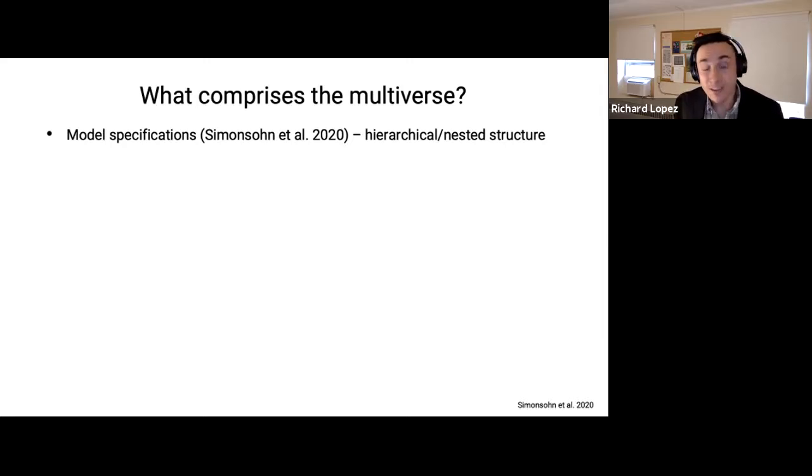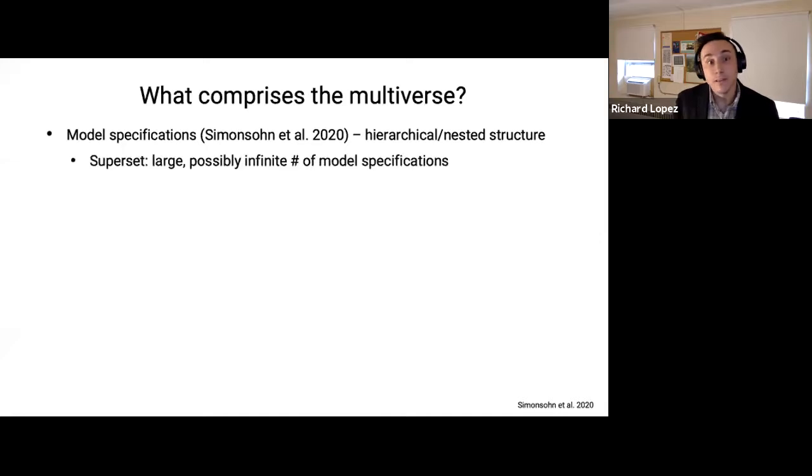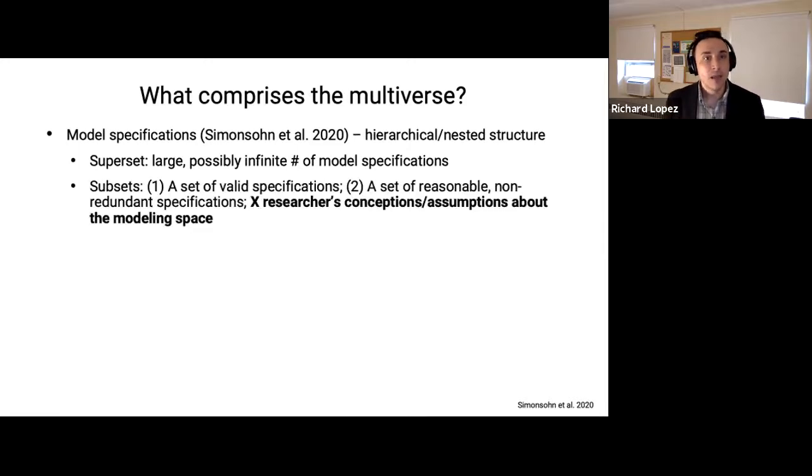And model specifications necessarily adhere to a hierarchical or nested structure. So the superset is a very, very large, potentially infinite number of model specifications. But within that superset, you have really important subsets that have to be defined. The first subset is a set of valid specifications, right, that would be feasible to consider. But then within that, you have a set of reasonable, non-redundant specifications. And that hinges on how a particular researcher conceives and makes assumptions about the modeling space.